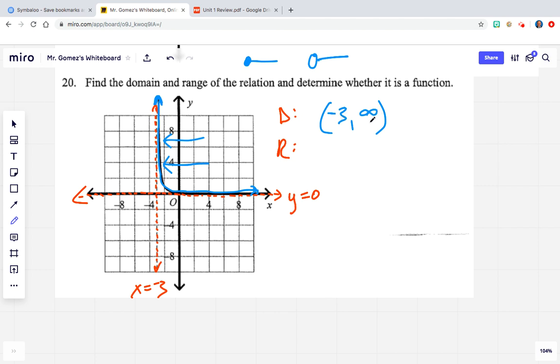Now, if we look at the range and we're scanning with a horizontal line going from bottom to top, the very first y value looks like it wants to be at y is equal to 0, but it doesn't hit y equals 0. It gets really, really close forever, but never hits. So we're going to treat that like an open point and then going upward. So we're going to have parentheses at 0. And again, these are y values. And then it goes forever up to infinity. So that would be the range shown there.